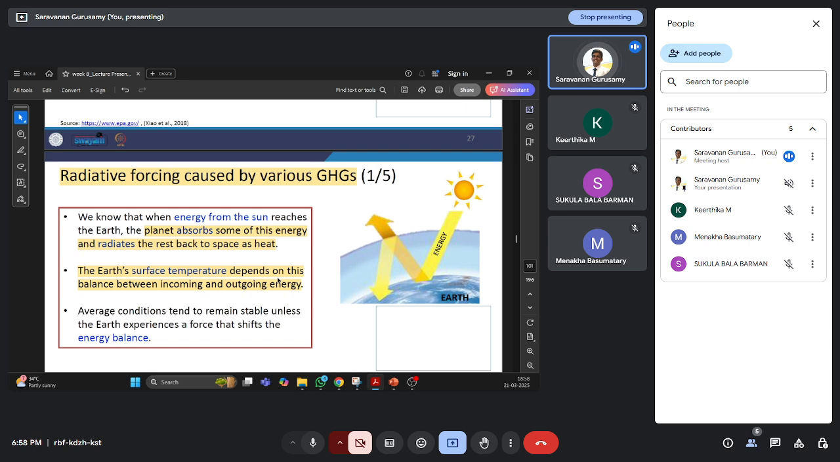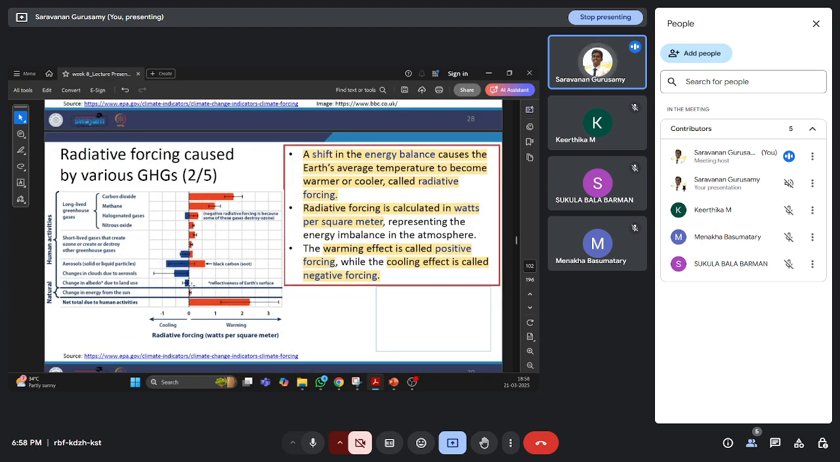And then the first parameter is global warming potential. That's what measures the greenhouse gases. And then the second one is the radiative forcing caused by various greenhouse gases. The planet absorbs some of this energy and radiates the rest back to space as heat. So Earth's surface temperature depends on the balance between incoming and outgoing energy. But again, some compounds can cool the atmosphere, and some other compounds will trap the heat, which is heating the atmosphere.